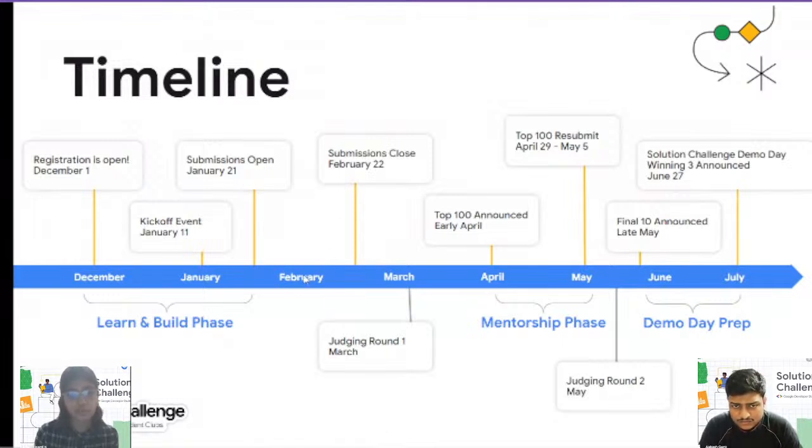So this phase is called the learn and build phase, wherein you pick your team members, form a team, take part in the kickoff event, and discuss with your team members, pick a problem statement, and build a solution. So the submissions will be closed for round one on February 22nd. After that, the judging round in March will start.